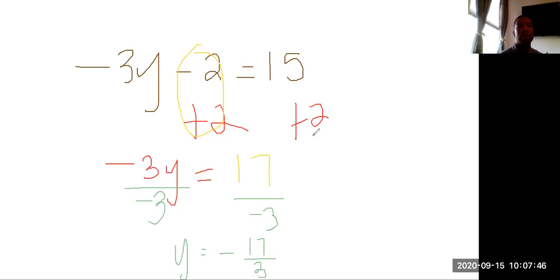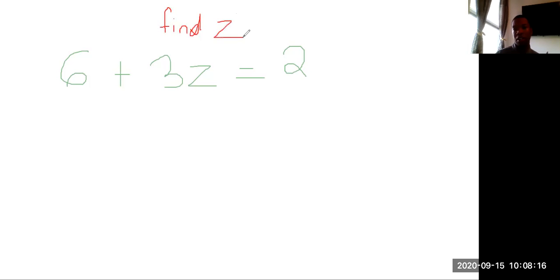All right, let's look at one more example. Let's do 6 plus 3z is equal to 2. All right, so first of all, I want to get rid of the 6 and I want to get rid of the positive 3 that's right there. It's blocking me from finding what z is. The question is find z. All right, what is z?